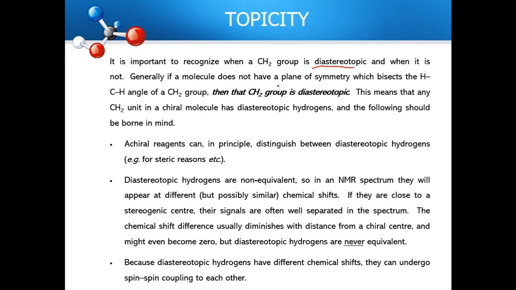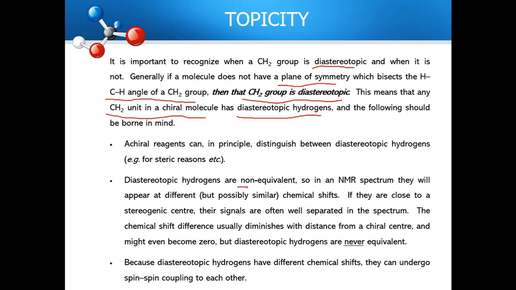Generally, if a molecule does not have a plane of symmetry which bisects the HCH angle of a CH2 group, then the CH2 group is diastereotopic. So this is a symmetry condition. The molecule should not have a plane of symmetry like how we have it in the case of enantiotopic. This means that any CH2 unit in a chiral molecule has diastereotopic hydrogens, and the following should be borne in mind. Achiral reagents can in principle distinguish between diastereotopic hydrogens, but this is not possible for enantiotopic hydrogens.